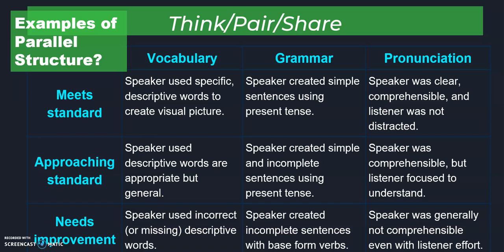So looking within the vocabulary, the speaker used specific descriptive words to create a visual picture, used descriptive words which are appropriate but general, and speaker used incorrect or missing descriptive words. Notice since this is for learners at a lower level, full sentences were chosen as good examples for the learners, and it focused on what the speaker did and the use of the descriptive words, which apparently was the learning objective for this. You can pause and look at this to check out the parallel structure of each of these.